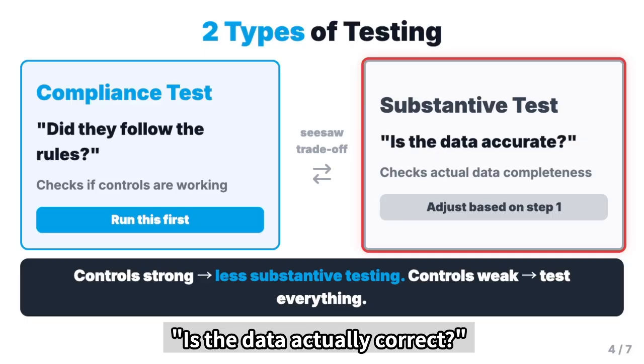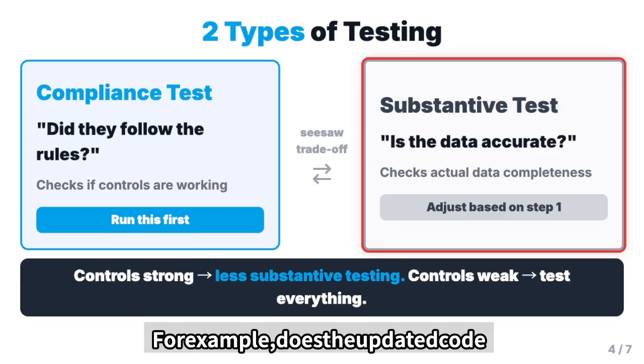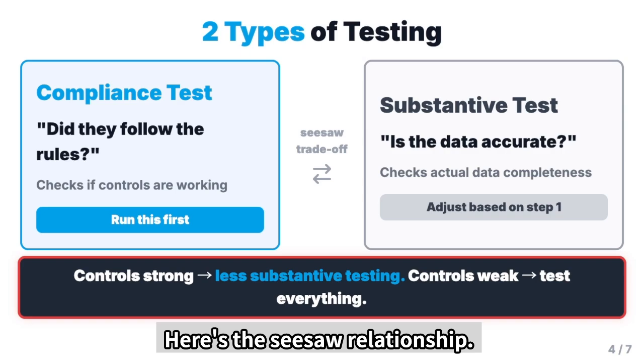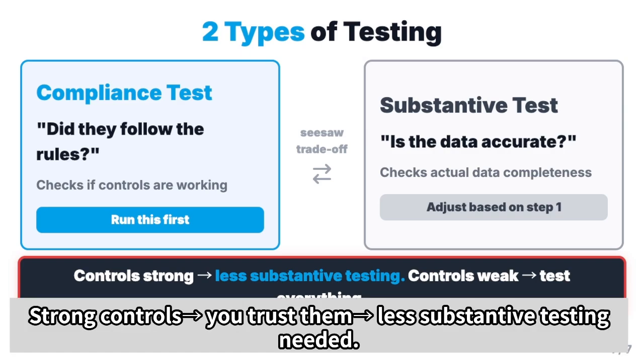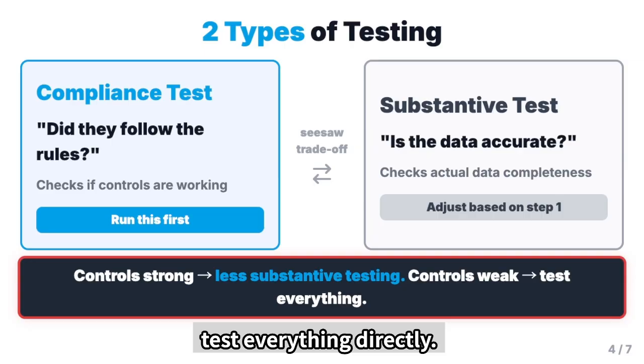Second, the substantive test. Is the data actually correct? You are verifying the accuracy and completeness of the data itself. For example, does the updated code actually calculate the right result? Here's the CISA relationship. Strong controls, you trust them. Less substantive testing needed. Weak controls, you can't rely on them. Test everything directly.